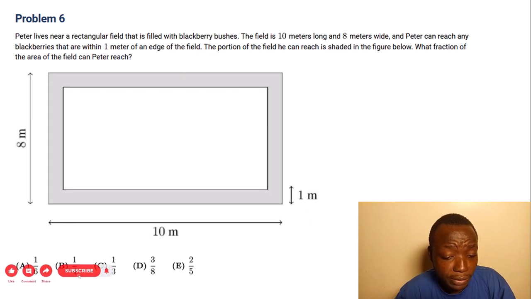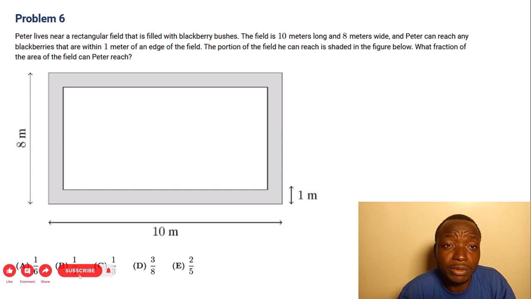Now, problem 6 says Peter lives near a rectangular field that is filled with blackberry bushes. The field is 10 meters long and 8 meters wide, and Peter can reach any blueberry that is within 1 meter of an edge of the field. The portion of the field he can reach is shaded in the figure below. What fraction of the area of the field can Peter reach? So the part of the field Peter can reach is the shaded part of this rectangle.